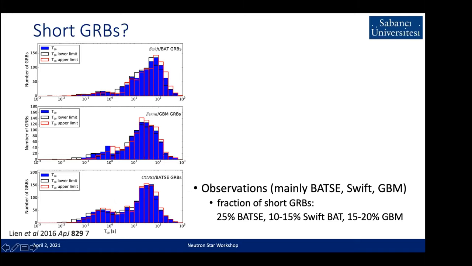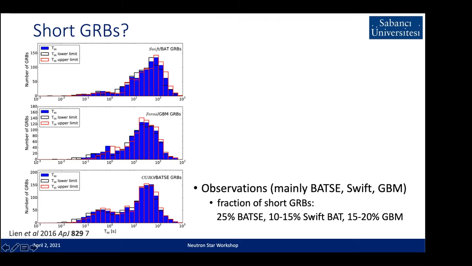Okay. But after BATSE, when we started observing GRBs with BAT and GBM, we saw that this distinction is a little bit less. So it seems more like a continuous distribution. Okay. So a lot of people started trying to study the classification of the short population and long population. It seems like there are two populations, but not that clear. And you can see from these plots too, BATSE observed the highest fraction of short GRBs. About 25% of all BATSE events were short, less than 2 seconds.